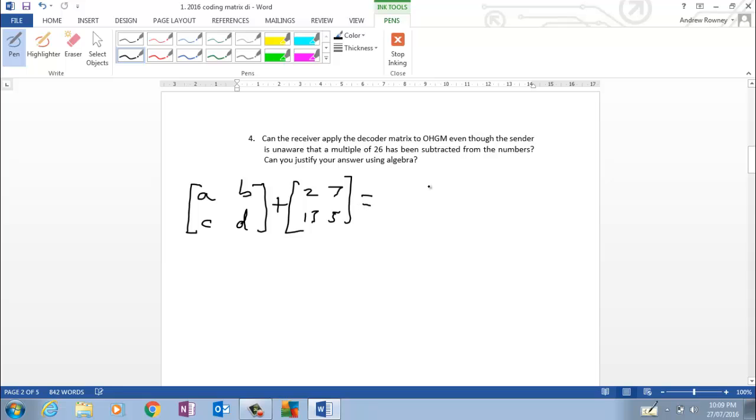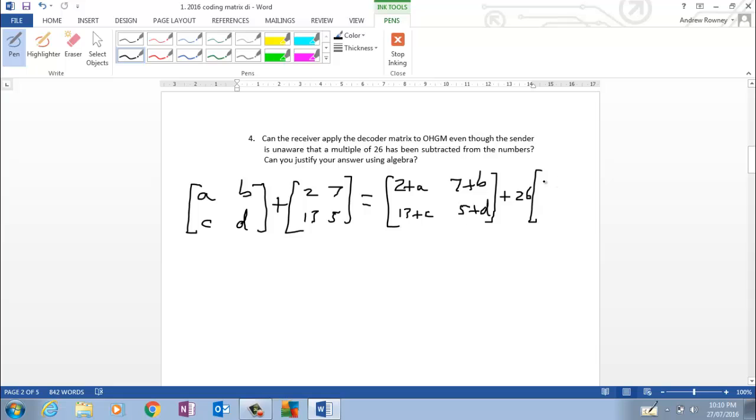And so that will give us our coded matrix of 2 plus A, 7 plus B, 13 plus C, and 5 plus D. Now, one or more of those could be outside the 26, the alphabet. So we have to add or subtract multiples of 26. So sometimes we go plus 26, and it's a multiple of that.